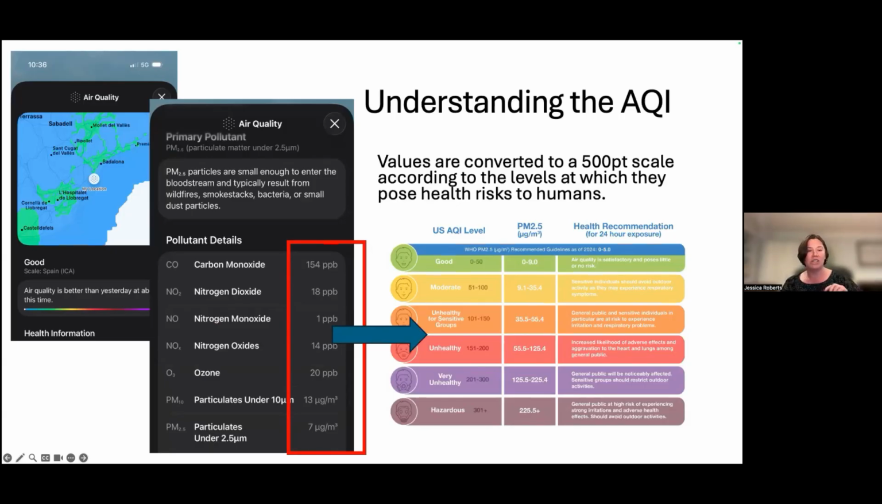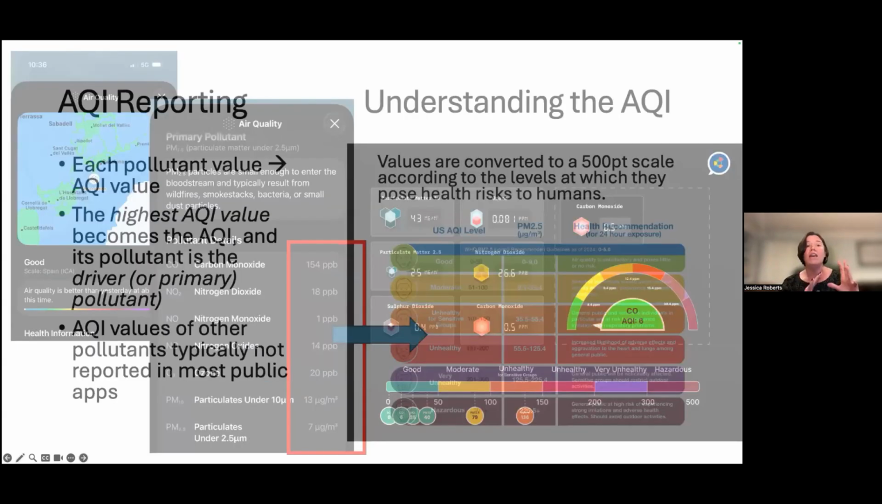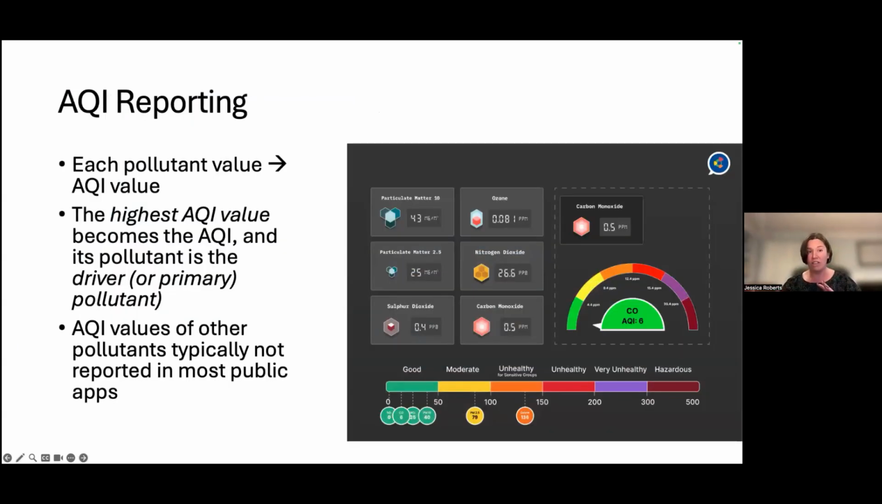So a few decades ago, scientists created the scale, the air quality index, where all of these numbers from the raw readings from the sensors are translated into a normalized 500-point scale. So everything is according to how harmful it is to humans. So each of the pollutants is going to be a different actual amount, is going to be related to a different color and a different AQI number. So each pollutant value gets an AQI value.